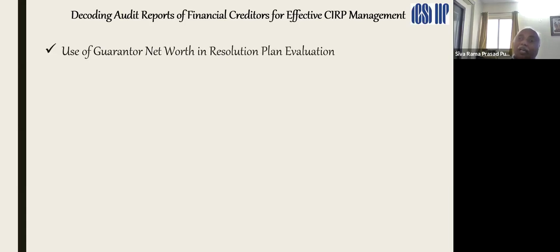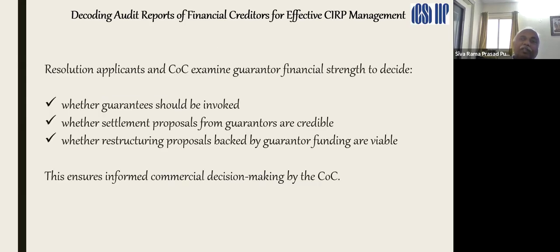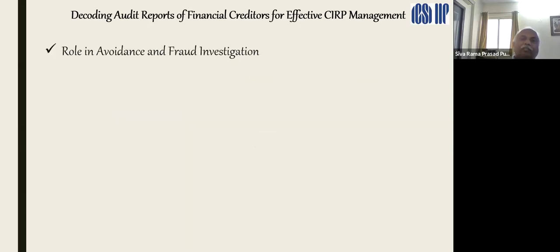And use of the guarantor's net worth in resolution plan evaluation. Guarantor's net worth: the resolution applicant and the COC examine the guarantor's financial strength to decide whether guarantees should be invoked, whether settlement proposals from guarantors are credible, and whether restructuring proposals backed by guarantee funding are viable. This informs the commercial decision making by the COC. So this issue also has to be taken care of by the COC.